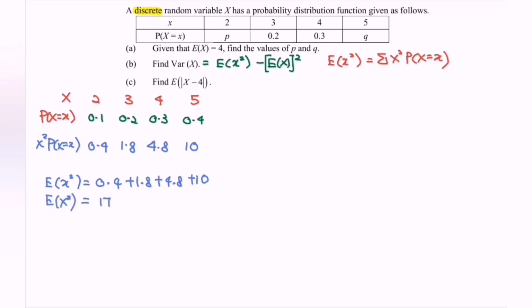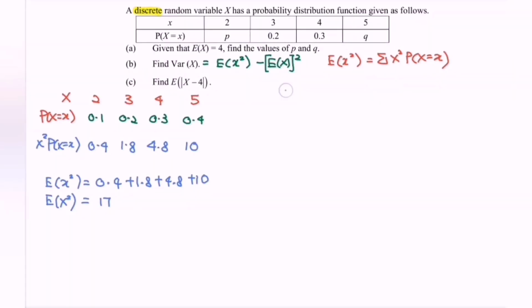Next is to find the variance. In order to find the variance, we have 17 minus E(x), or the mean, where we have 4 squared. So finally, the variance is equal to 1, because 17 minus 16 is 1.